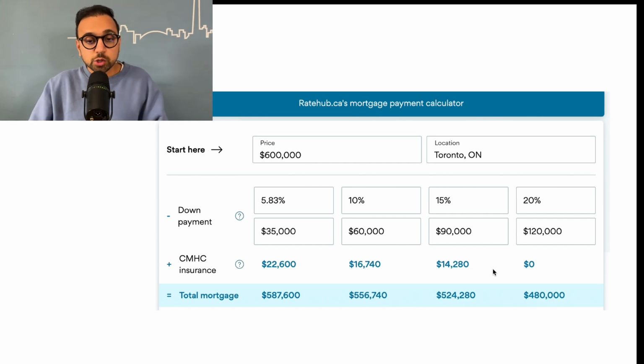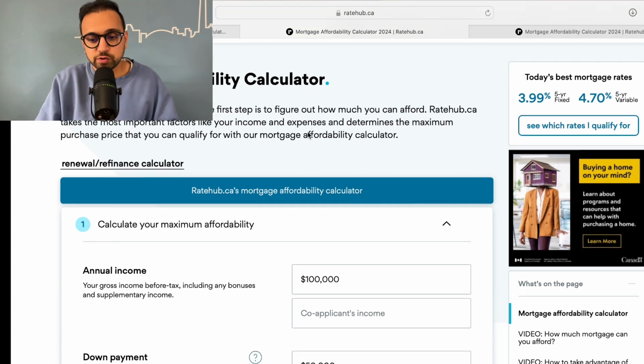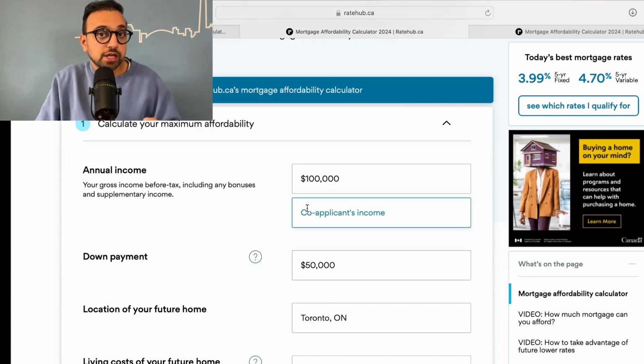Now let's go ahead and talk about how much mortgage room you can actually get. So let's talk about that. To know how much mortgage room you can get, I'm going to use this website called ratehub.ca. It's a pretty user-friendly website. I would definitely vouch for this. So let's run an example.